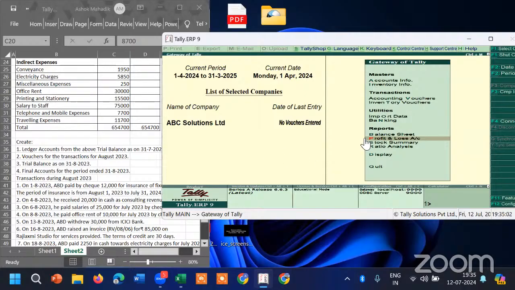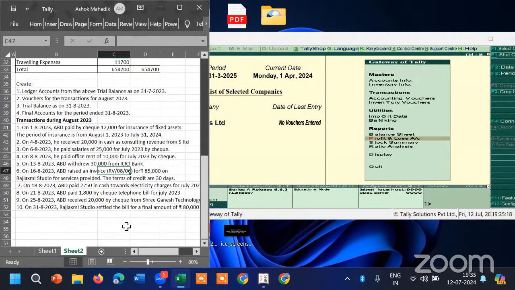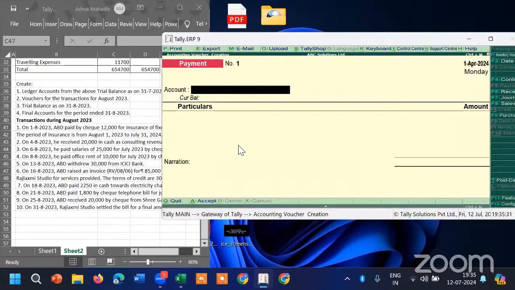Now we'll read the first one. Ledger accounts from the above trial balance as of 31st, that is given, that we have to create. We did. Here it is. Transactions during the year. First, on 1st August 23, paid by cheque 12,000 for insurance of fixed assets. So we'll go to account vouchers. Now payment is there. See, by default payment has appeared. We are paying through bank, so I'll put bank.